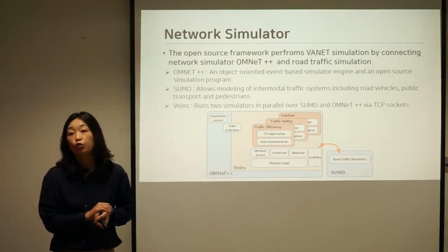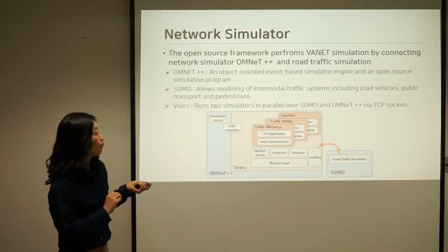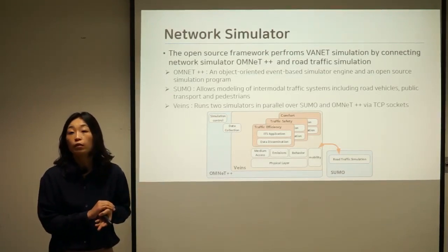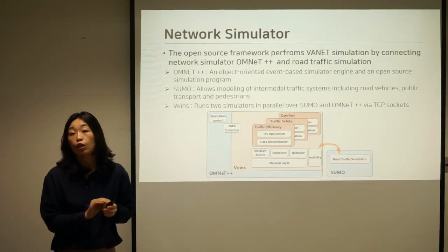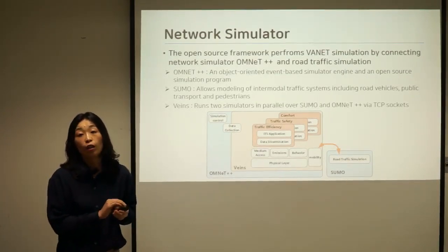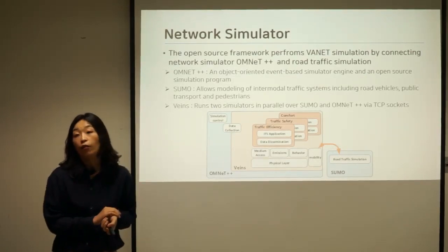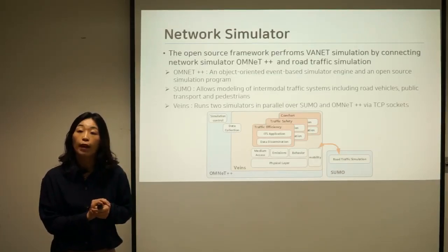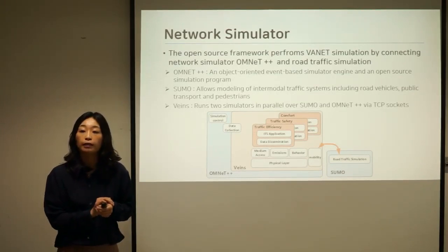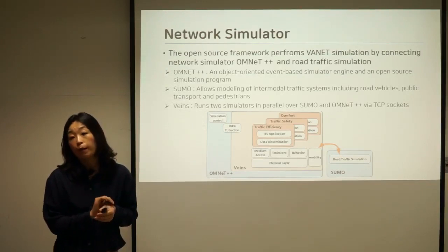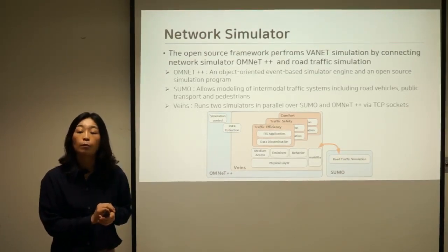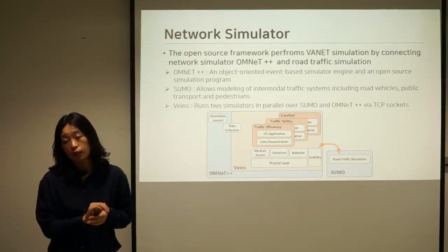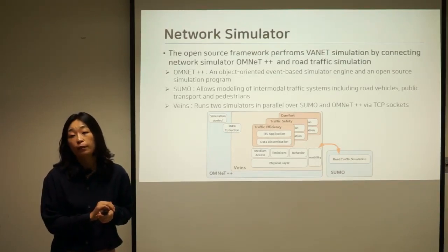In this paper, a road traffic simulator is connected to a network simulator. Here is the open source framework which performs VANET simulation by connecting the network simulator and the road traffic simulation. OMNeT++ is an object-oriented, event-based simulator engine and an open-source simulation program. It can be used for various types of simulations, including communications protocols, control networks, multi-processes, and distributed systems. It lacks connectivity and mobility to simulate a fast-moving vehicle network.